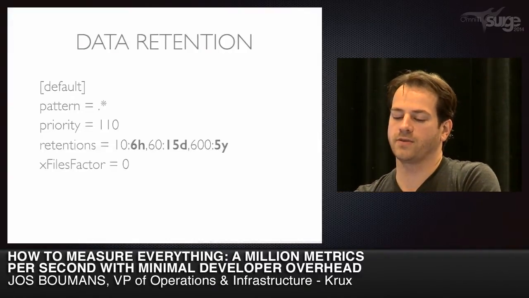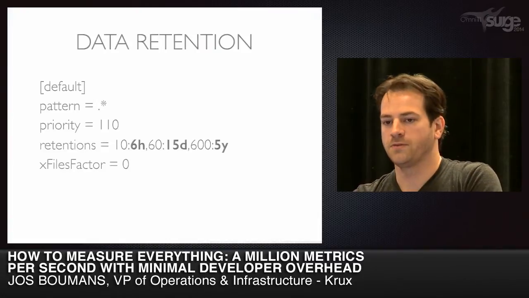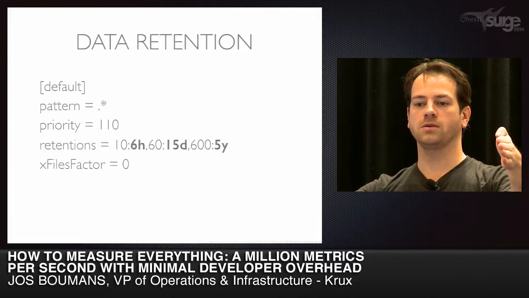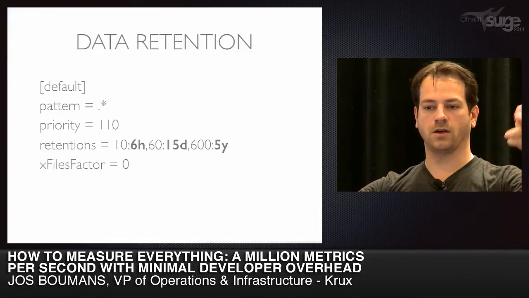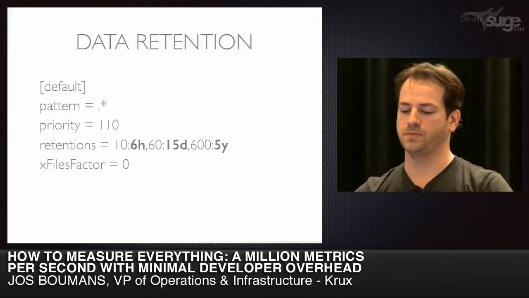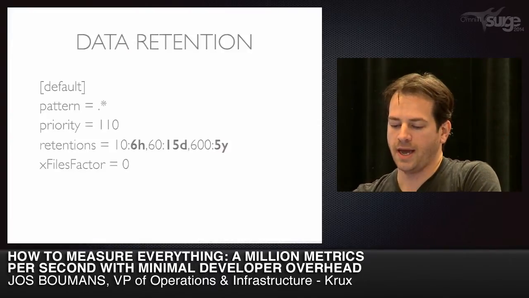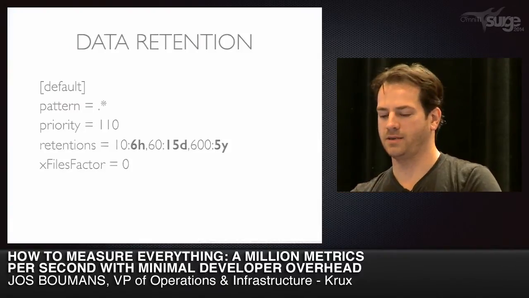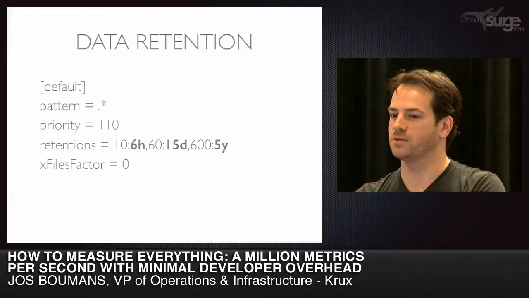Then we do a 60-second granularity for 15 days. 15, not 14, because if you do a moving two-week window of an hour ago or so, you go exactly over the cutoff date, and the granularity at the end is going to be slightly different than at the beginning. So 15 days. And then a 600-second granularity for 5 years. Now, our company is 4.5 years old, so I don't really know what happens when 5 years are up and I lose data, but I haven't had to go back 4.5 years yet, so I'm pretty sure 5 years is fine.